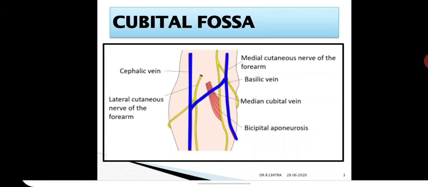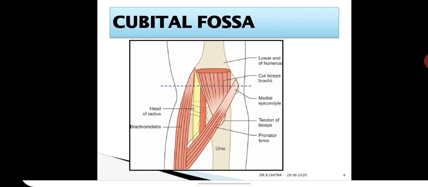What are the nerves in the roof of the cubital fossa? Lateral cutaneous nerve of forearm, medial cutaneous nerve of forearm. What is this lateral cutaneous nerve of forearm? It is the continuation of musculocutaneous nerve. Okay, tell the floor of cubital fossa. Floor of cubital fossa is formed by two muscles, brachialis in the upper part and supinator in the lower part. Okay, tell the contents of the cubital fossa.